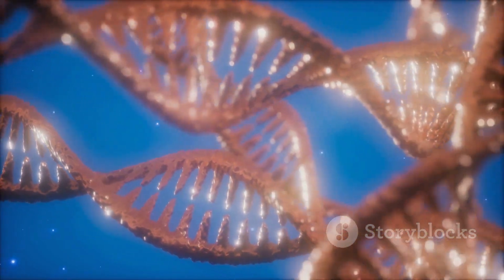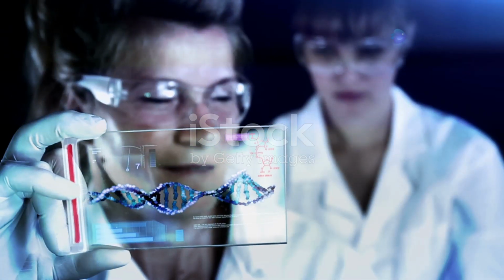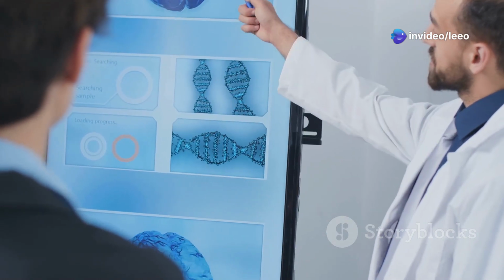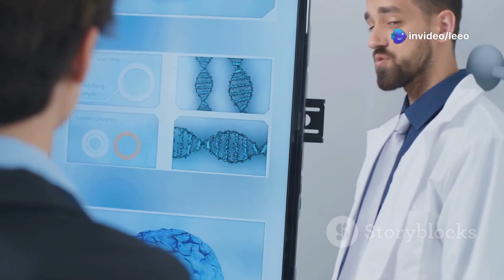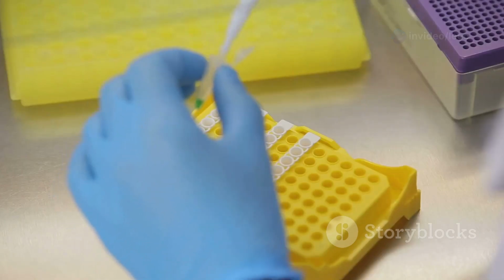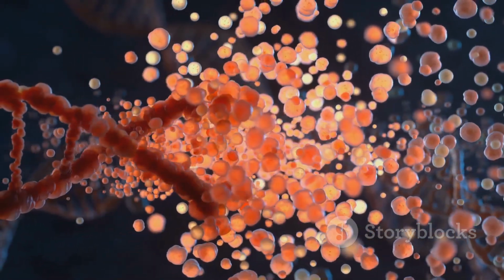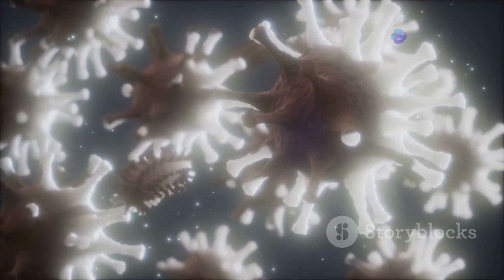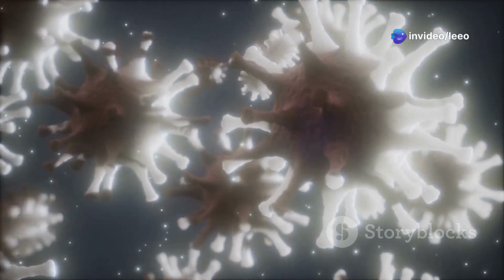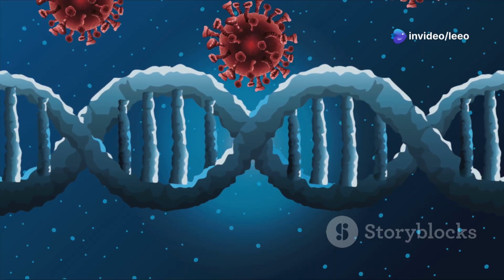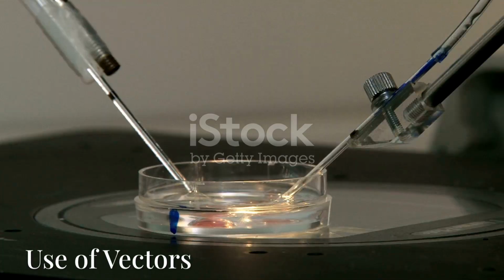Recombinant DNA, or rDNA for short, is like genetic engineering on a molecular level. Scientists can take genes, those segments of DNA that code for specific traits, from one organism and insert them into another. This creates new genetic combinations that wouldn't occur naturally. For example, bacteria can produce human insulin, a game changer for people with diabetes. That's the power of recombinant DNA technology.